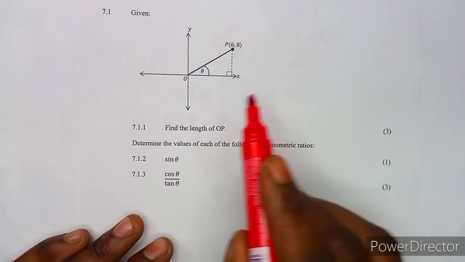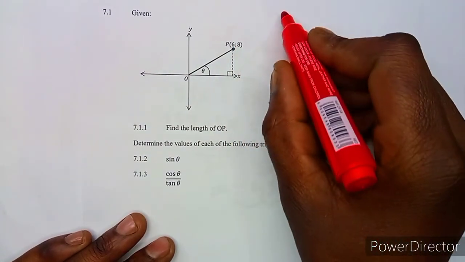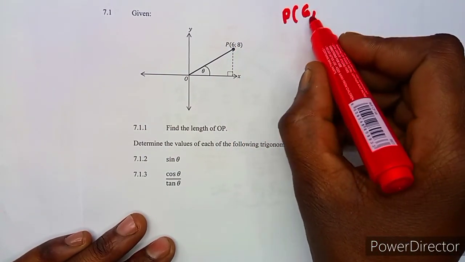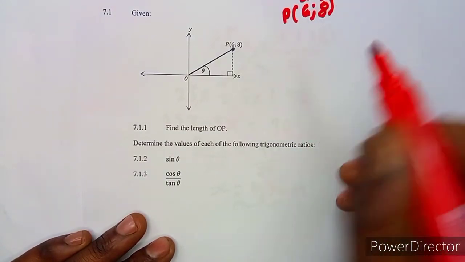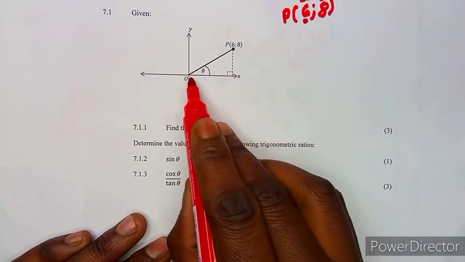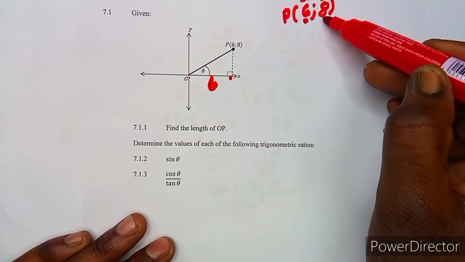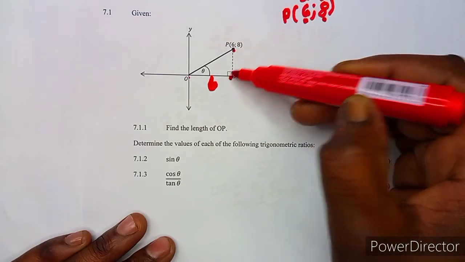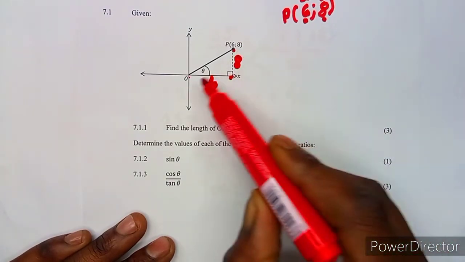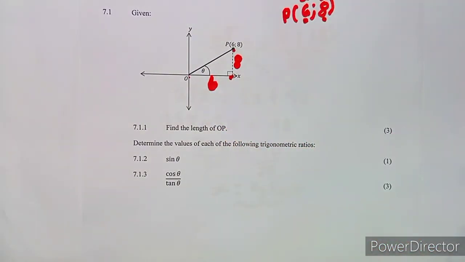Why is that so? Because we understand, guys, this is P. The point P here is given as 6, 8, which means you've got the value of X and the value of Y. The value of X is 6, which means from this point to this point we have got 6. And the value of Y is 8, which means on the Y-axis, the vertical line from this point to this point, we have got 8. So you can calculate the length of OP because OP is the hypotenuse there.